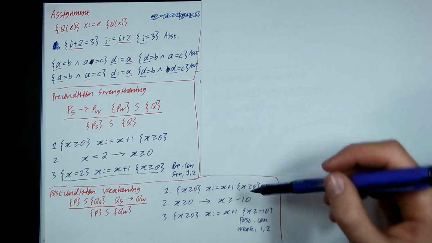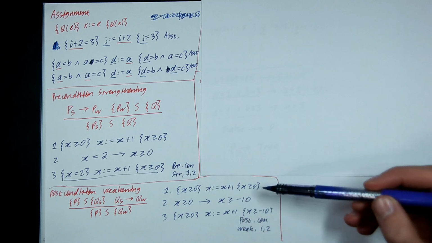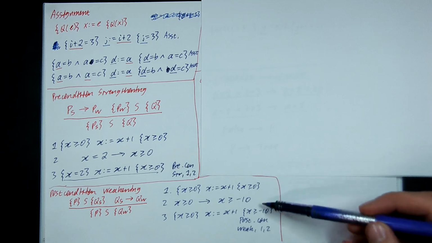So we'll do the same example as before. If I have that before I run the code, x is greater than or equal to 0, and I add 1 to x, it should be the case that afterwards x is still greater than or equal to 0. Well, if x is greater than or equal to 0, then x is greater than or equal to minus 10, certainly. This statement implies that statement. This is a stronger statement. This is a weaker statement. So I can replace the stronger statement with a weaker statement, thereby weakening my postcondition.